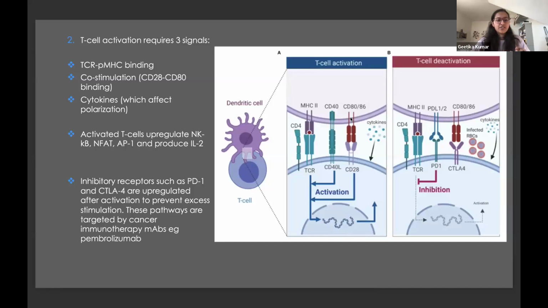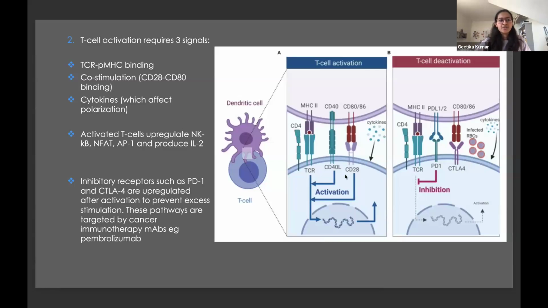And then the third signal is the presence of cytokines in the microenvironment. You have different cytokines, for example interleukin 12 or interleukin 4, TGF beta. Some of them are pro-inflammatory, some are anti-inflammatory, and depending on the combination, you would get different T helper subtypes being induced when the T cell is activated.